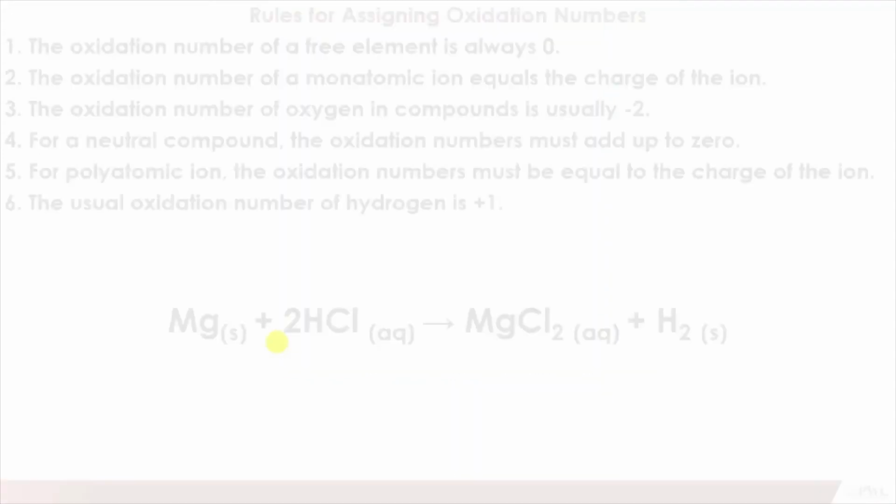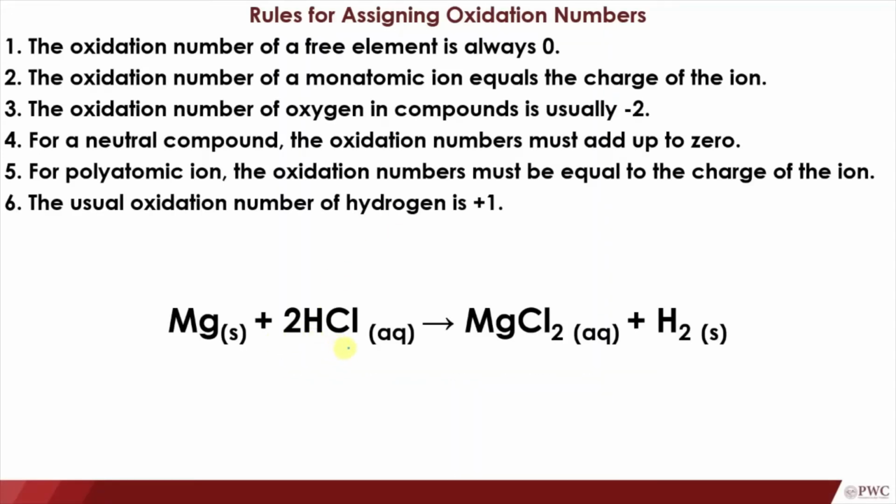Let's have another example. Here we have Mg plus 2HCl forming MgCl2 plus H2. Here we have Mg. So Mg, of course, is a free element, so here the oxidation number is 0. The same thing for this one. It's a free element. It's not bonded to other elements. So this one, the oxidation number is also 0.